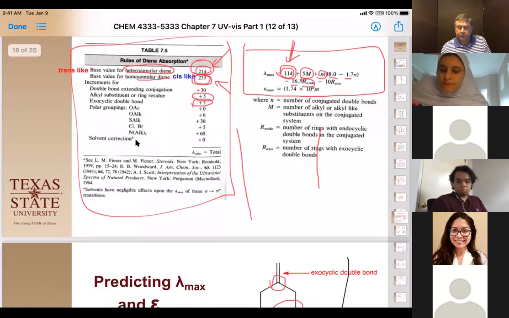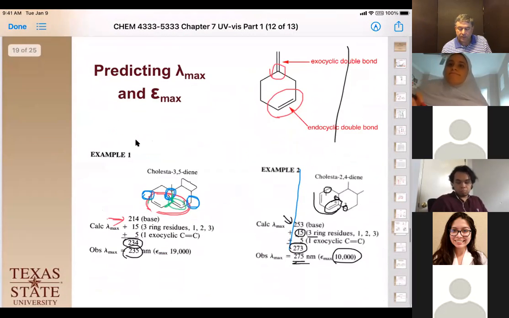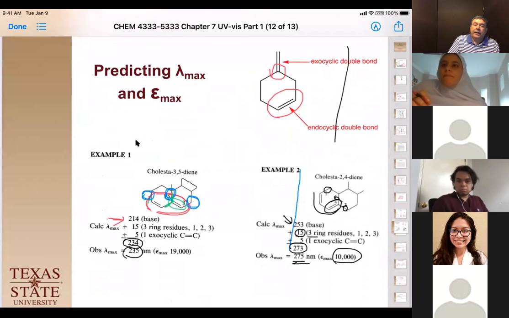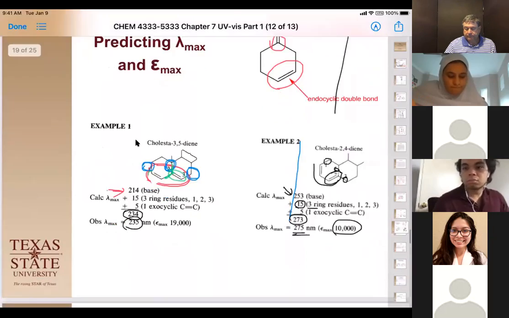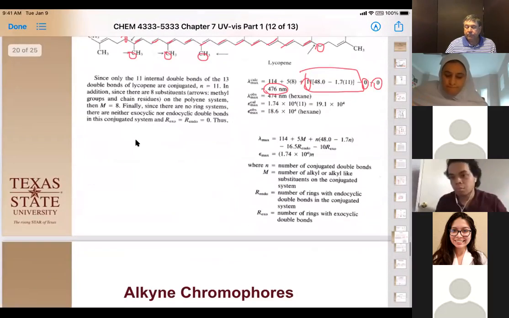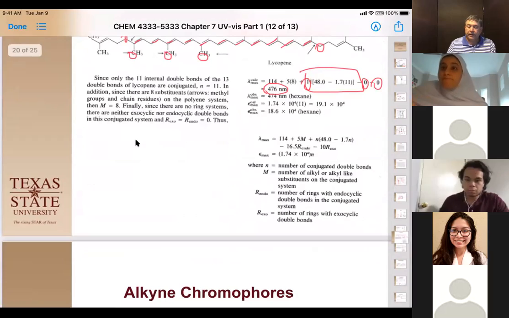I'm sorry, it is a different equation. So this is just the 3 things: the base molecule, the number of connections, and whether or not you have an exocyclic double bond. Sorry, you are correct. So this one actually uses all the factors in it.